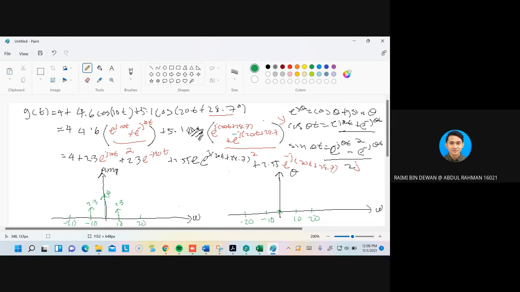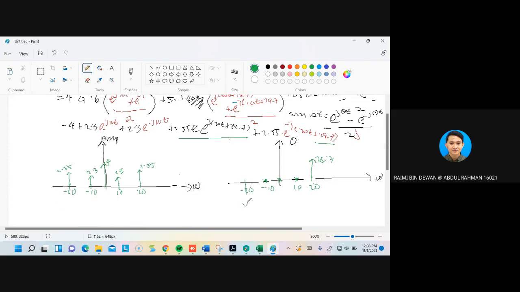I forgot this one, we also didn't have any phase shift, so it's 0 here. Now the next is for 20. For this one is 2.55. So you have a bit higher here, 2.55. Similarly here you have 2.55 as well, a bit higher. Things are interesting with this because now we have phase shift. So here you have 28.7. And the other one you have negative, because this one is positive, this one is negative. So next you have negative 28.7.